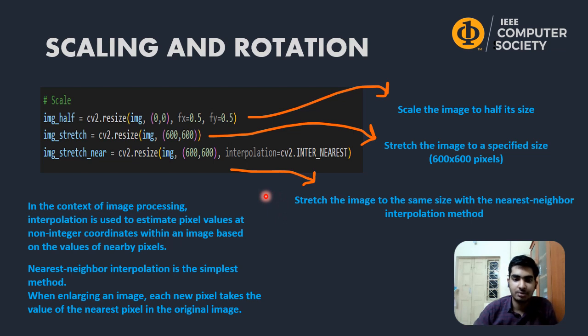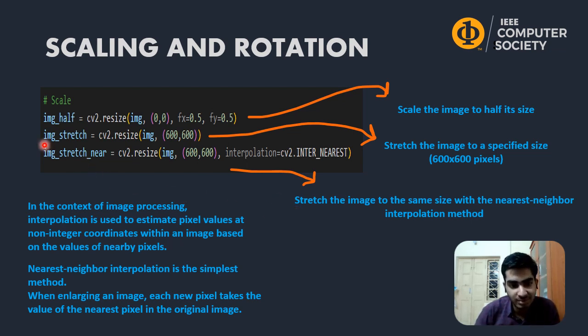So what is interpolation? In image processing, interpolation is used to estimate the pixel values at non-integer coordinates within an image based on the values of the nearby pixels. Nearest neighbor interpolation is the simplest method. When enlarging an image, each new pixel takes the value of the nearest pixel in the original image.